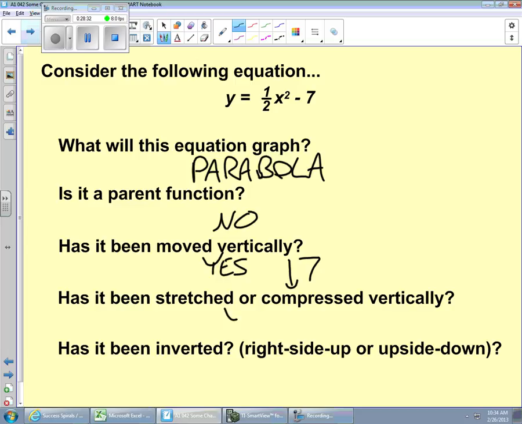Has it been stretched or compressed vertically? Yes, it has. Which is it? This time compressed. The number in front of our independent variable is smaller than 1, so our graph's going to be a little slower to do what it was normally doing. Has it been inverted? Nope. Positive 1/2, so it is not upside down.